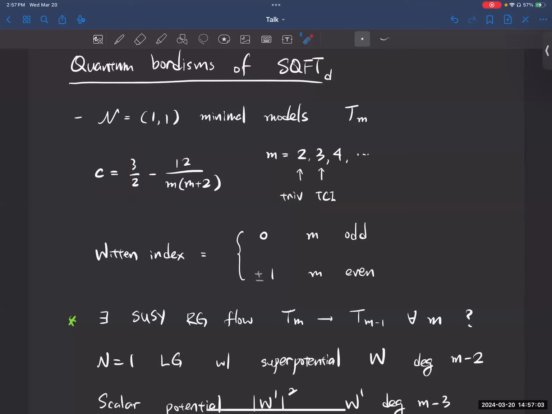If you compute the Witten index for this model, you find that for m odd, it's 0. For m even, it's 1, essentially. There's a sign convention, but just take it to be 1.